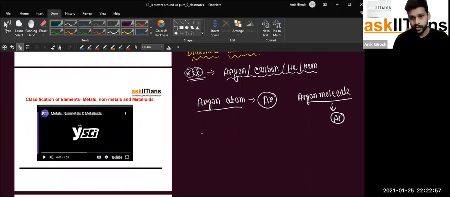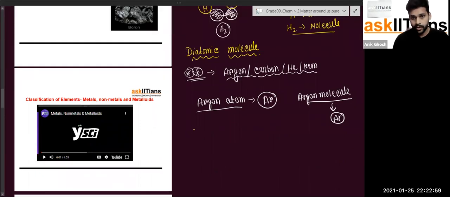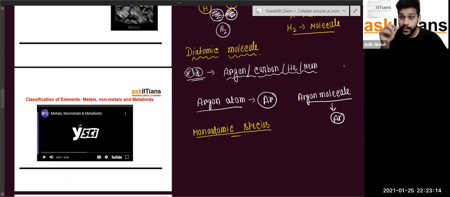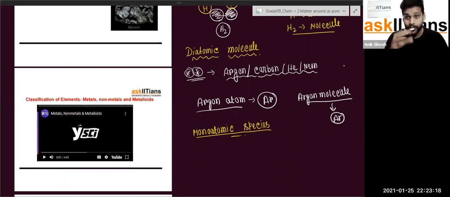So for that reason we call them monoatomic species, or you can also say monoatomic molecules. Clear? So that was the thing. For monoatomic species, for monoatomic molecules, the molecule and the atom both are just the same.